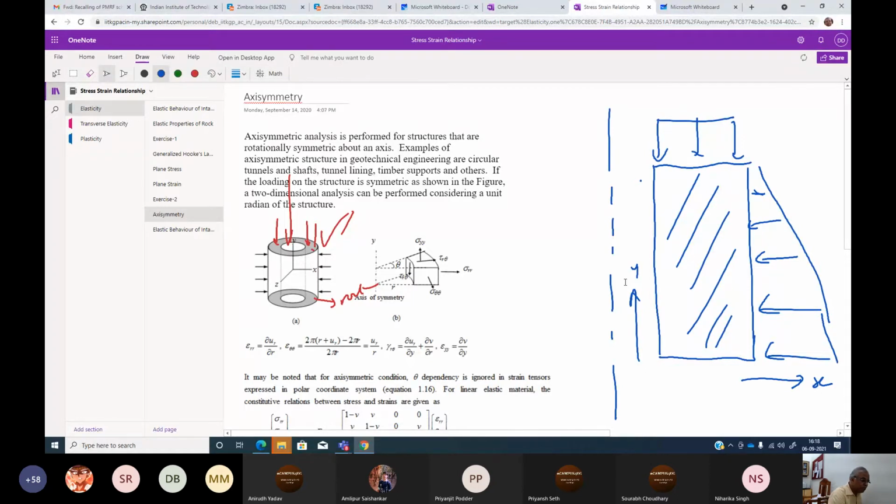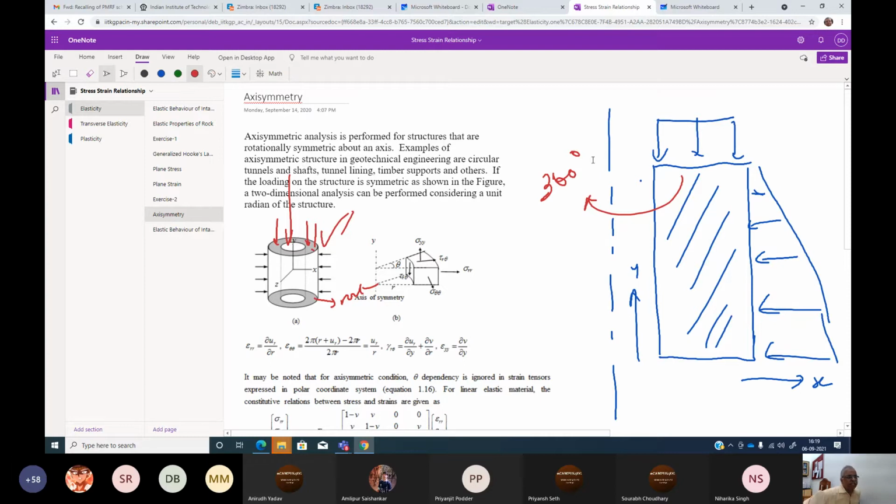Now you can rotate this 360 degrees. So what does it become? It becomes this shaft. Or similarly, for a tunnel also you can do the same, only it will be in the horizontal. Okay. So it is a 3D problem, but we have made it into a 2D. But there are some conditions of this kind that need to be applied. Then only you will be able to make it.